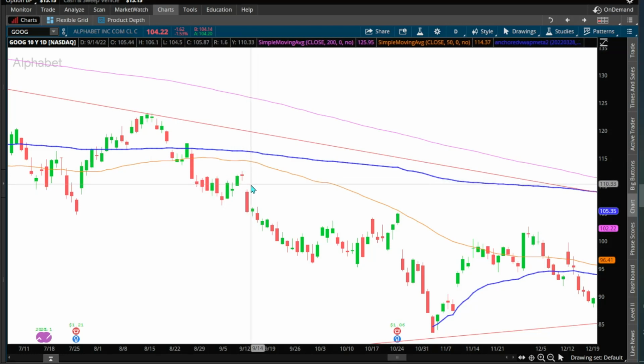Yeah, maybe, I don't think we've filled this gap yet. So if we do fill that gap, that would be right around 110, 110.50. So that is also a possibility.